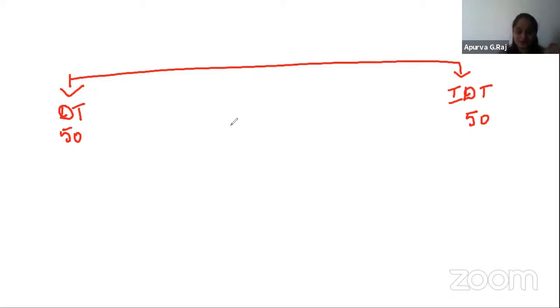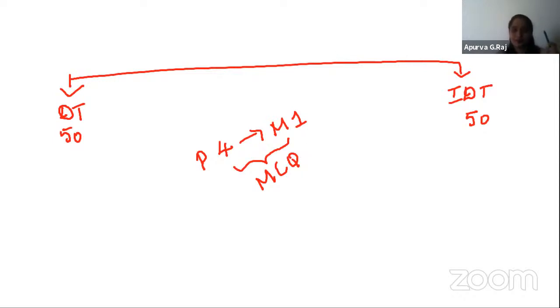Next part. This paper number 4 is in which module? Module number 1. It is MCQ based. It is not descriptive, it is going to be MCQ based. Let's have an overview of the subject now. My part is going to be direct taxes and the indirect tax part is going to be handled by Miss Raksha ma'am. Let us start.